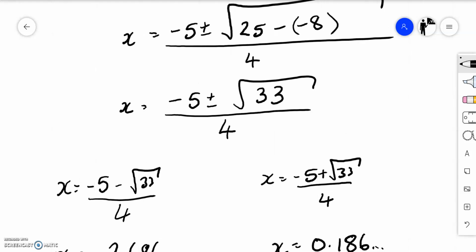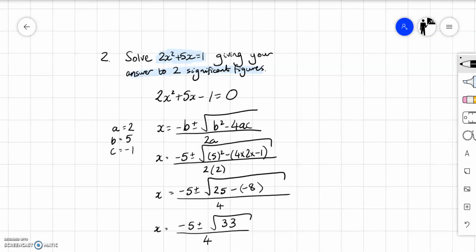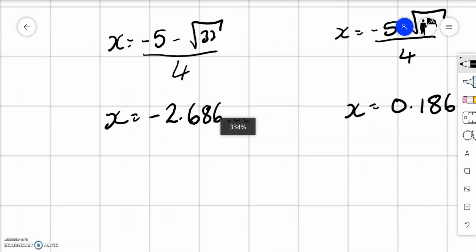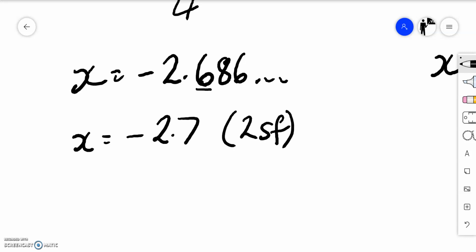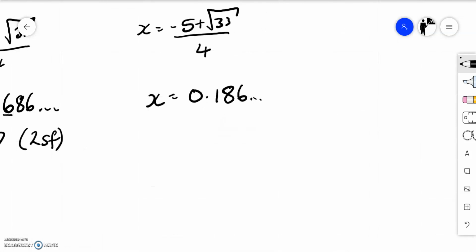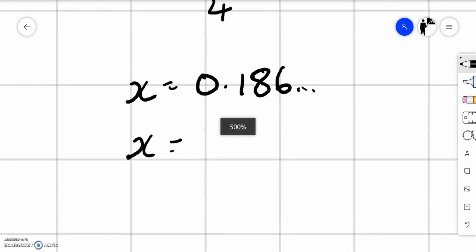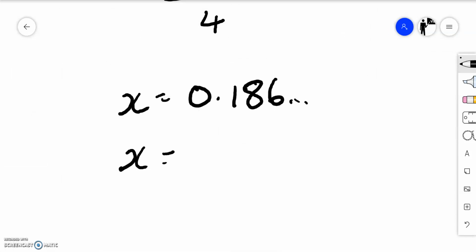The question has asked us to round our problem to 2 significant figures. So if we're doing that here, we go along to our second highest place value. This is the 6, so it's going to go up to a 7, so it's going to be minus 2.7 to 2 significant figures. And in this problem here, we go along to our second highest place value, where there's a value. So that's this 8, so that's going to get rounded up to a 9, so it's 0.19 to 2 significant figures.